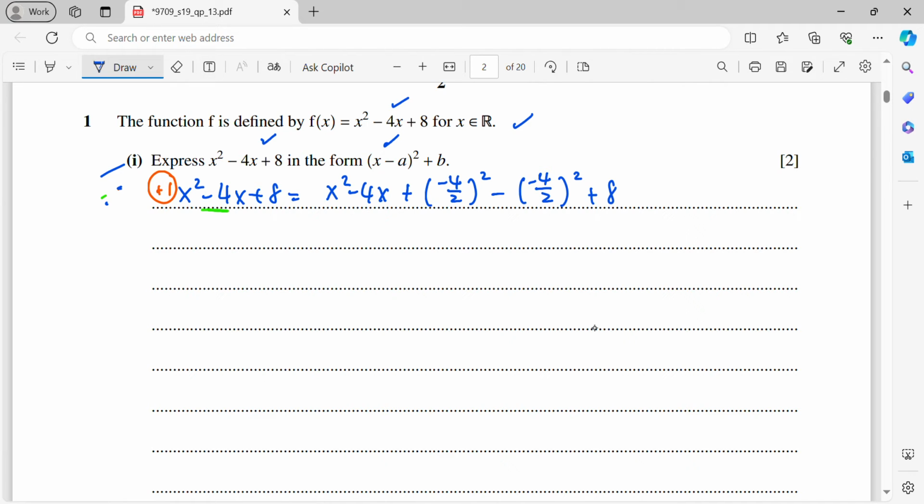After you have written this down, just combine the first and third term. So that means I will be getting the square of x, minus 4 over 2, which simplifies to minus 2, so (x minus 2) squared minus 2 squared plus 8. Minus 2 squared is 4, so minus 4 plus 8. At last I'm getting plus 4. So that is the solution of this question.